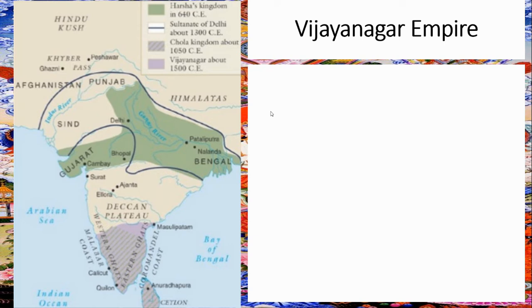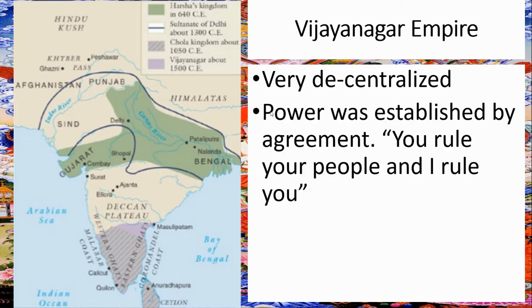So when we look at the bigger picture, yes, they were Hindu. And this Hinduism is going to be across the board, but they were also very, very tolerant. They too are going to use a decentralized system in which power was established by agreement. They ruled individual rulers, and they went to them and they said, you rule your people and I'll rule you. But their legitimacy is going to be established by the caste system. Also, their bureaucracy was established by the caste system.